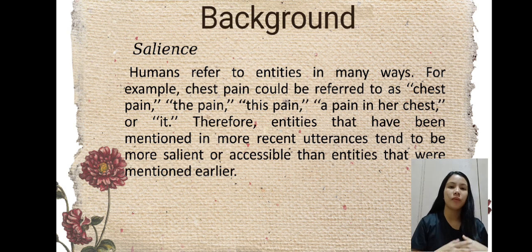The next one is salience. So when we talk about salience or saliency, it's about the text being recognizable or noticeable. So for example, humans refer to entities in many ways, like the pain could be referred to as chest pain, the pain, this pain, a pain in her chest, or it. So therefore, entities that have been mentioned in more recent utterances tend to be more salient or accessible than the entities that were mentioned earlier.